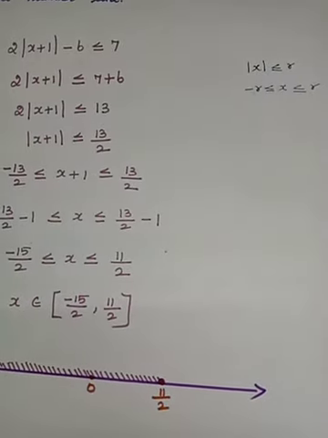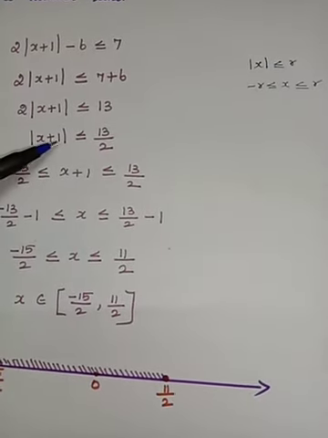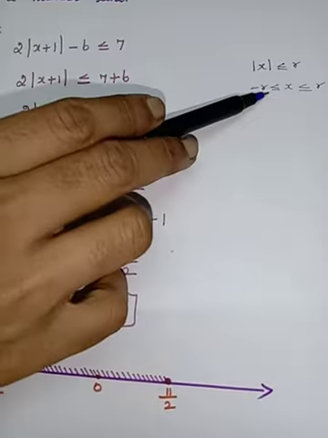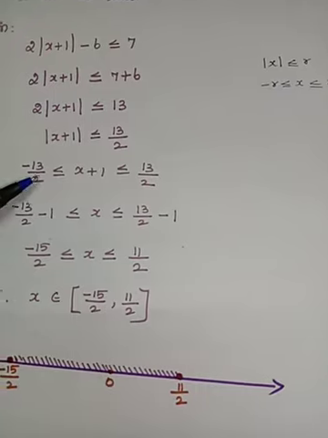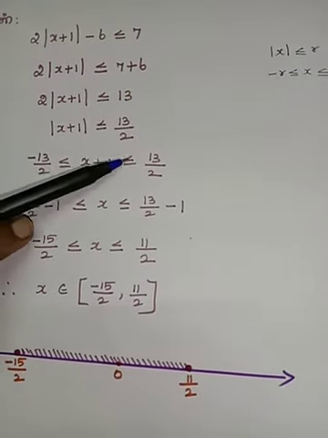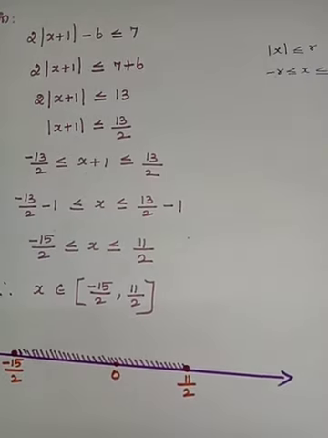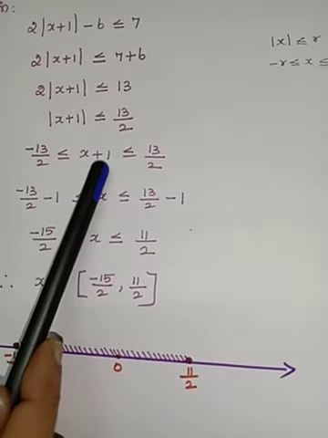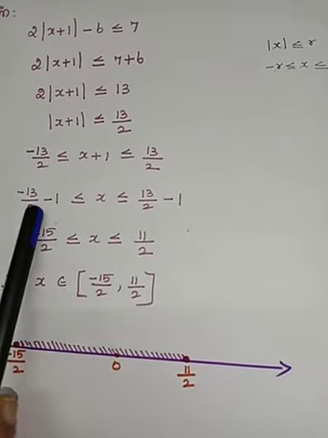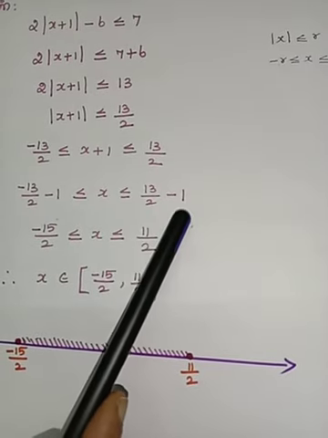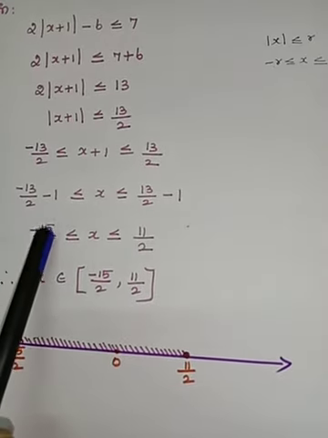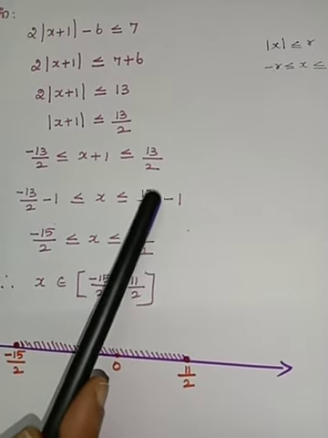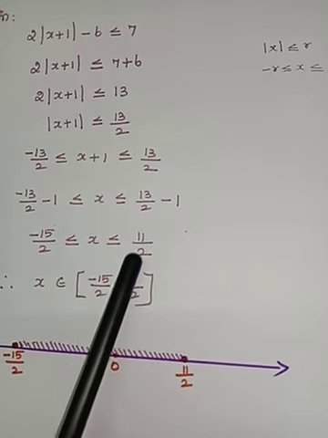In the place of x, what are you having? X plus 1. And in the place of r, you are having 13 by 2. So apply this formula. Minus 13 by 2 less than or equal to x plus 1 less than or equal to 13 by 2. Now we have to find the solution for x. So this plus 1, you have to take it to the other side as minus 1. Here 13 by 2 minus 1. So when you take LCM, it is minus 15 by 2. And here when you take LCM, it is 13 minus 2 by 2, that is 11 by 2.